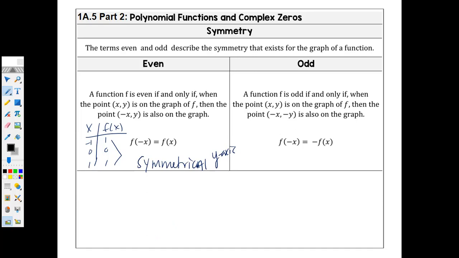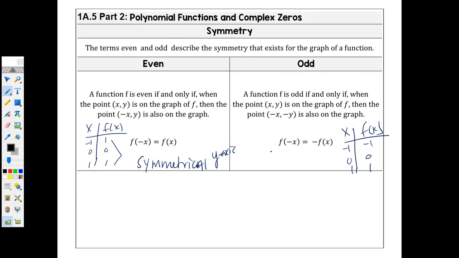Okay, your odd function. A function is odd if and only if when the point (x, y) is on the graph of f, then the point (negative x, negative y) is also on the graph. What that would look like is if I have x, f of x, and I have negative 1, 0, 0, 1, 1. Not only are my x's opposites, but so are my y's. Do we see that? Same number, but opposite signs. So therefore, this is modeling an odd function as a table. Yes? Do we see that?